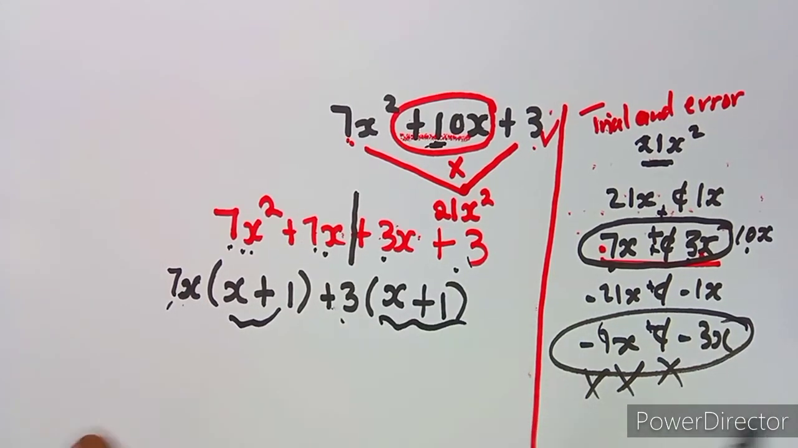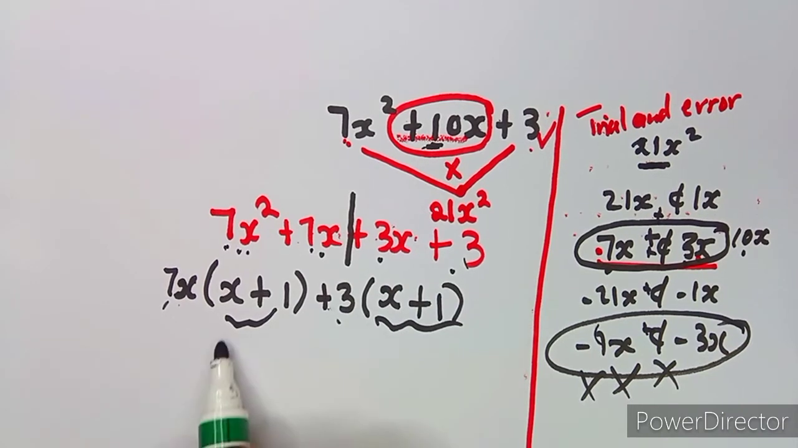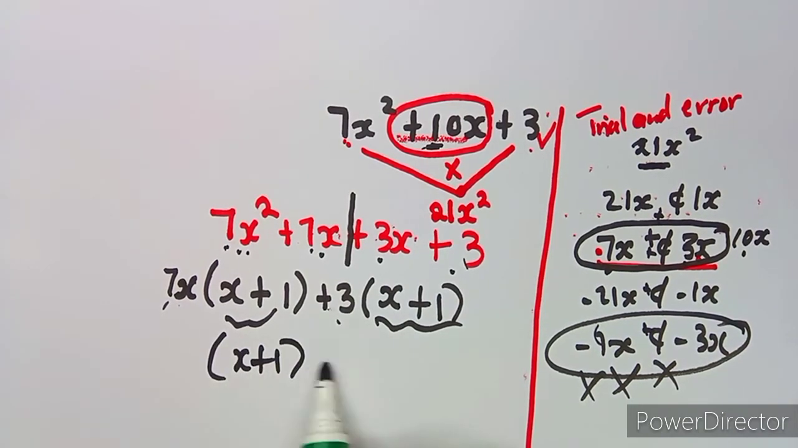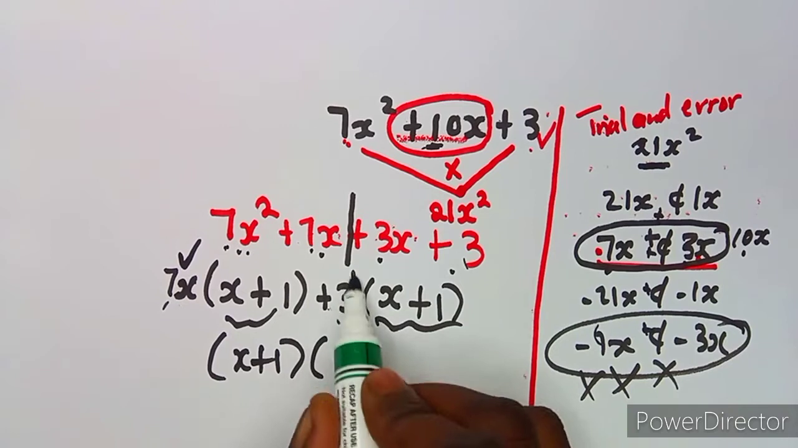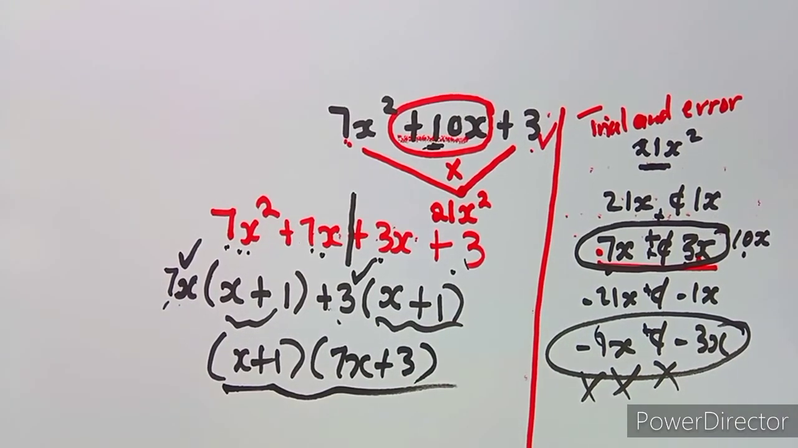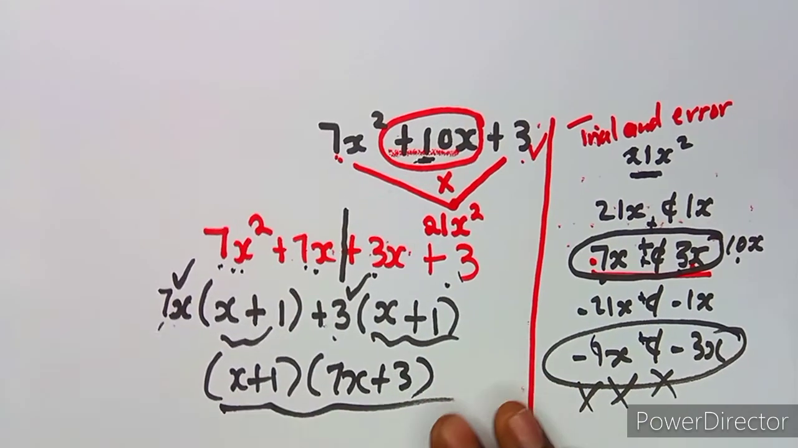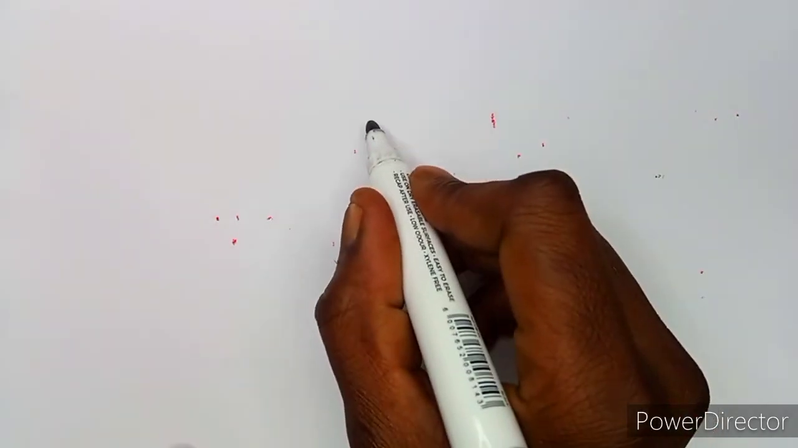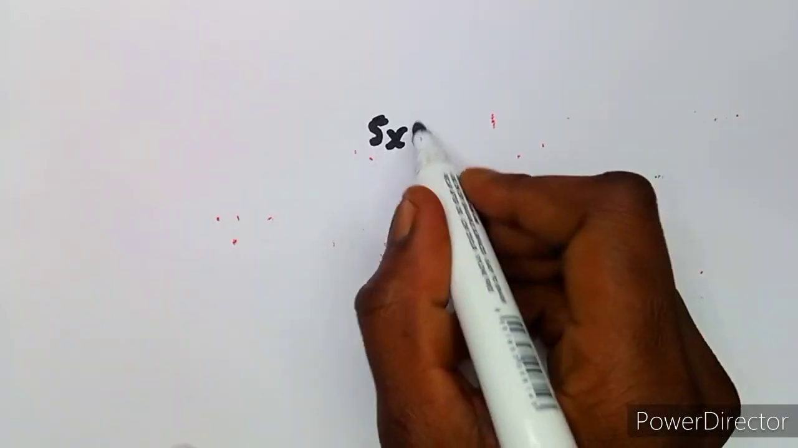So this bracket and this bracket are the same. So what am I going to do? I'm going to factor out that common bracket, and I'll be left with these two, 7x plus 3. So that is what I have in a simplest form. So you can try as many questions as you like, guys, and you find out that it's one and the same thing.